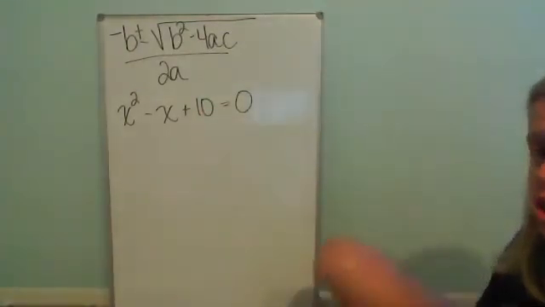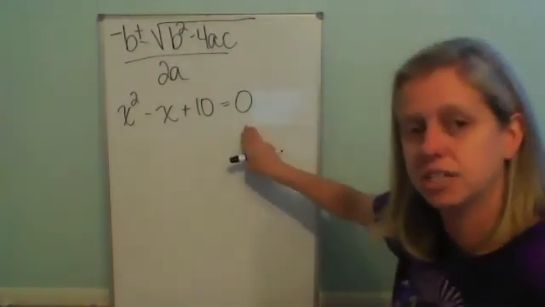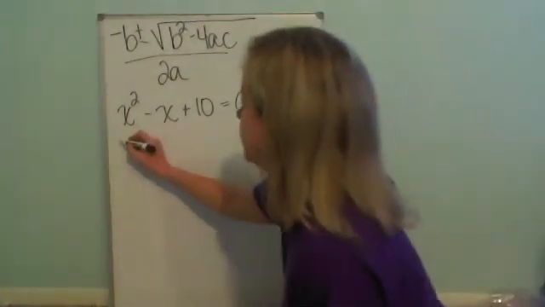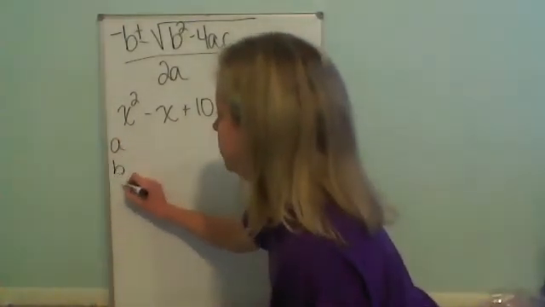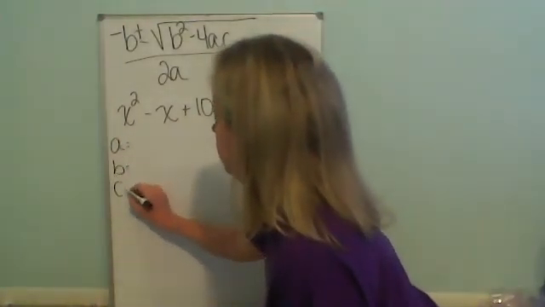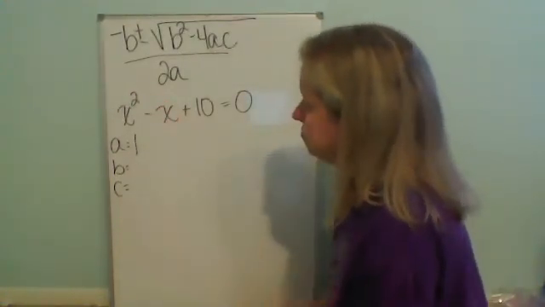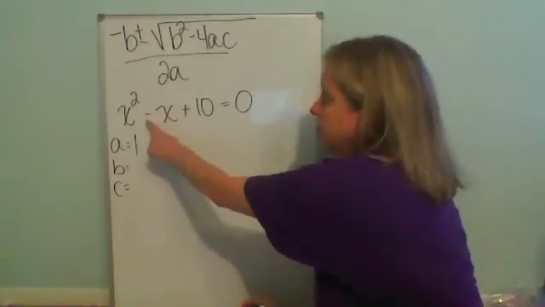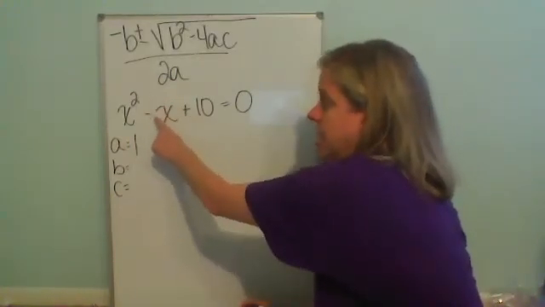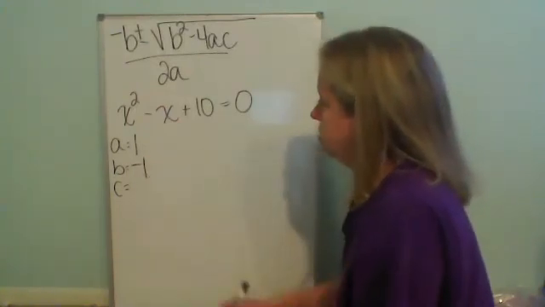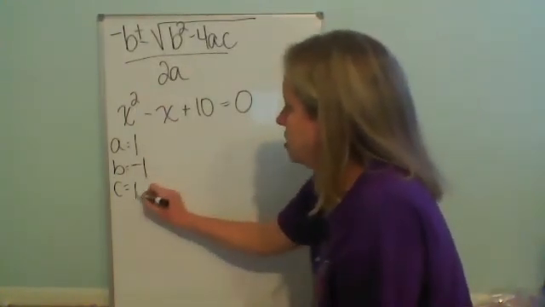All right, the first good news is it's already set equal to 0, so I'm set up and ready to choose my a, b, and c. I didn't have to move anything around. Let's see, a is in front of x squared, so it's a 1. B is in front of x. What do you see here? It's a negative. You don't see it, but it's a 1, right? So a negative 1. C is your constant, which is 10.